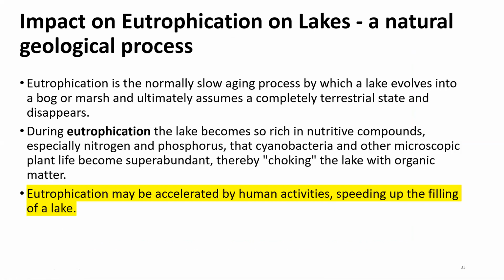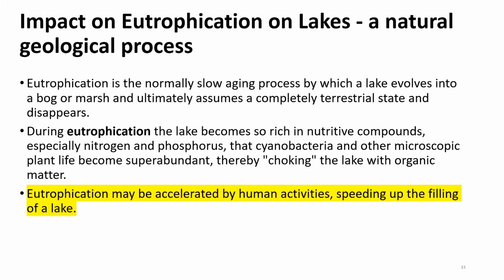All right, so that's one process. So those are cyanobacteria blooms. The other one that we're going to talk about today is eutrophication. This is also a natural geological process, and this often occurs over thousands of years. And it's a very slow aging process by which a lake turns into a marsh, which then becomes terrestrial again, which is really, really cool.